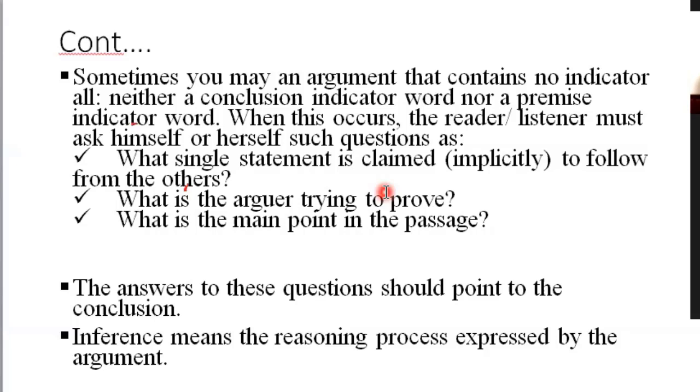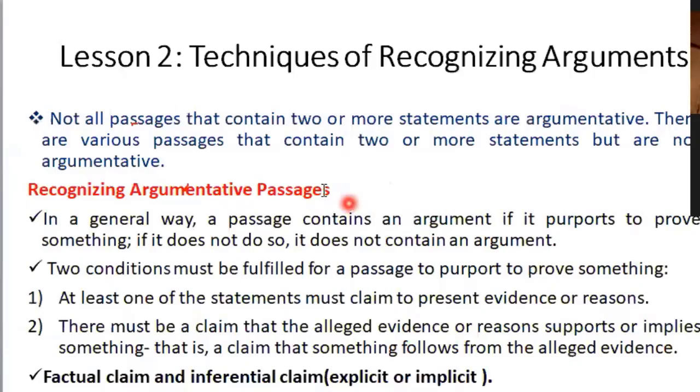Or asking how the reasoning process flows within the argument. That's what we call the reasoning process or the inference. So with a better understanding of the reasoning process or the inference within an argument, without looking at the indicator words, both in the case of the premise indicator and conclusion indicator, we are able to know which part is the premises and which part is the conclusion. I think this is a very important concept.